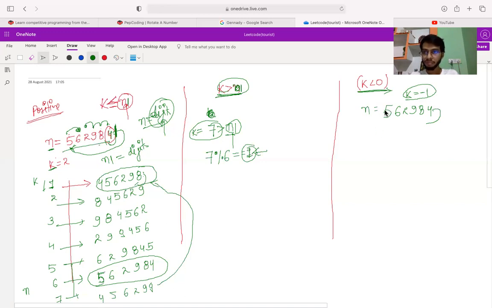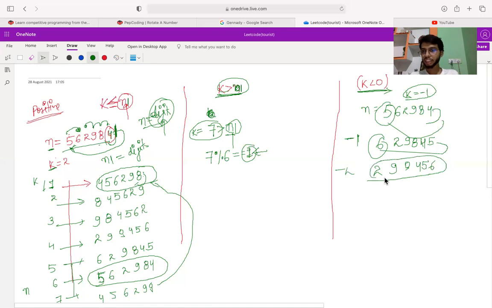So for example, what will happen? The front value will be added at the end, and each of the values shifted toward the left. In the -1 rotation, this will be my answer: 6, 2, 9, 8, 4, 5. And if the value of k is -2, then what will happen? This value is again going to be shifted. It will join at the end, and each value is shifted toward the left. So it is 2, 9, 8, 4, 5. So this goes with the negative part. We have discussed all three conditions.